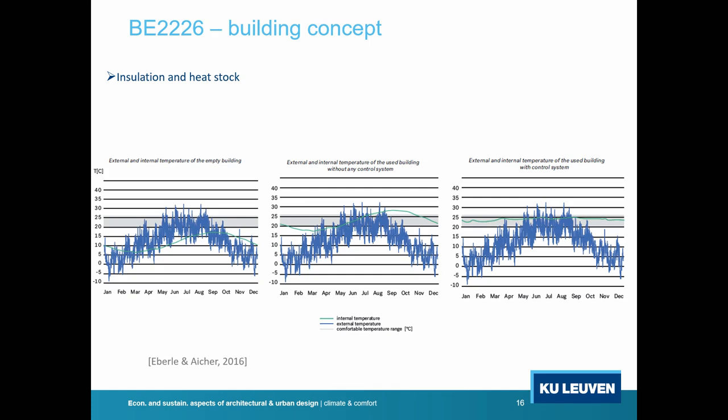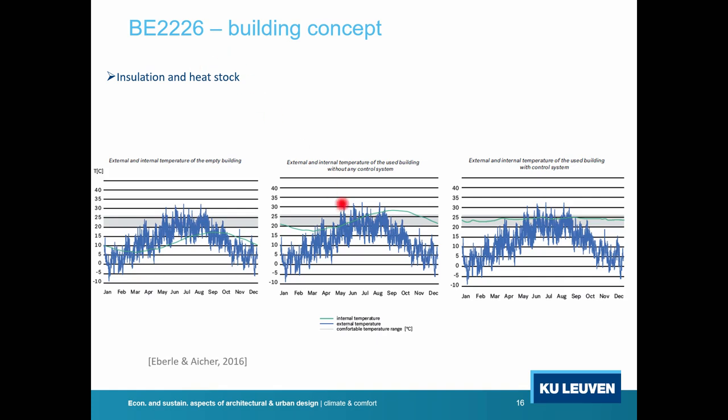And BE stands for Boomschlager and Eberle. So it's the first letters of their two names. So BE 2226 is the name of the building. It's here on top of the slide. So the BE is Boomschlager and Eberle, 22 is the lower temperature, and 26 is the upper comfort temperature.